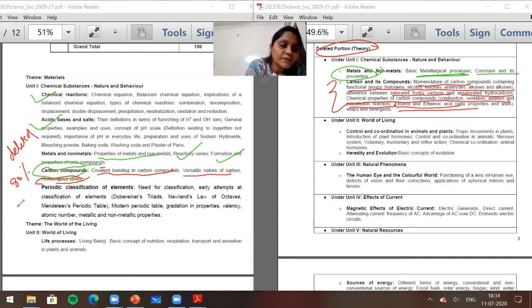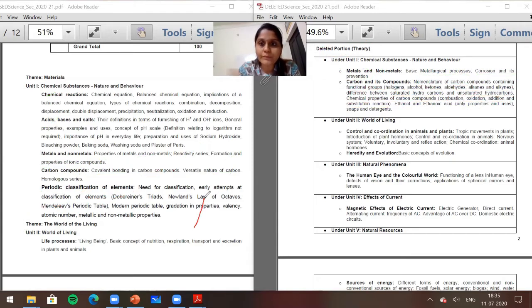There is no deletion in your periodic classification. The entire chapter is as it is. Chemical reactions is as it is. Acids, bases is as it is. Little 50% deletion in metals, non-metals. 80% deletion in carbon compounds. Right. Okay, let us proceed with biology now.